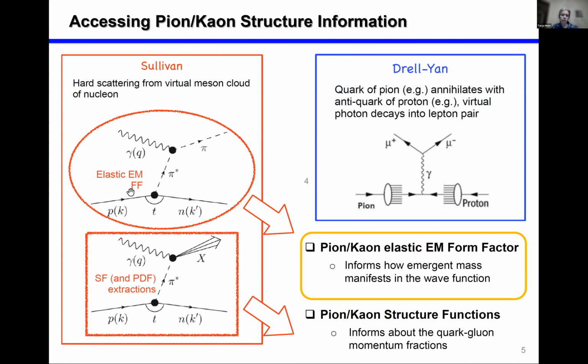One of them, as I mentioned, is the elastic electromagnetic form factors. That's the first one I will focus on. This one will give us information on how this emergent mass, as I discussed in QCD, manifests in a wave function. Then later I'll talk a little bit more about the structure functions and PDFs associated with them, which give us information about quark-gluon momentum fractions. Both are dynamical aspects that shed some light on the origin of the mass of hadrons.